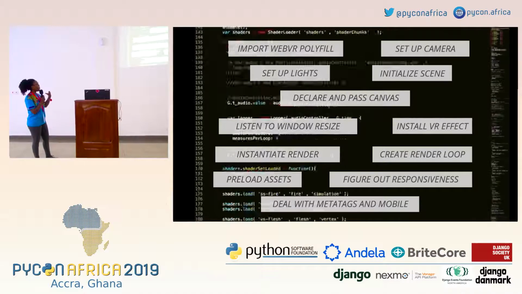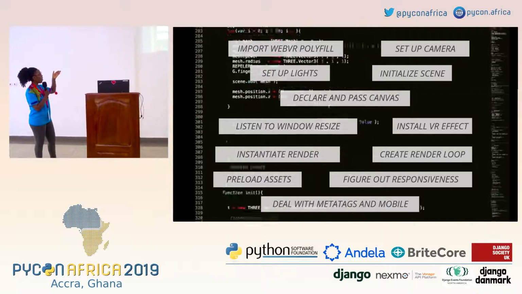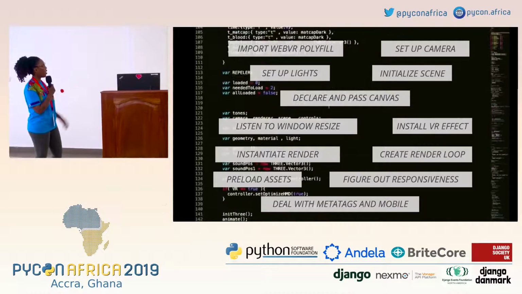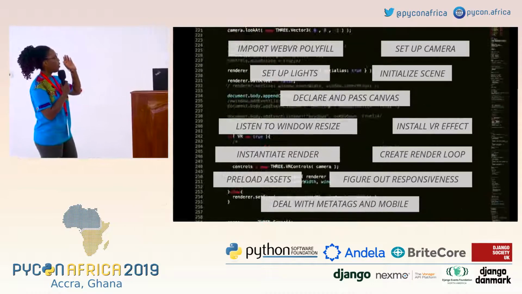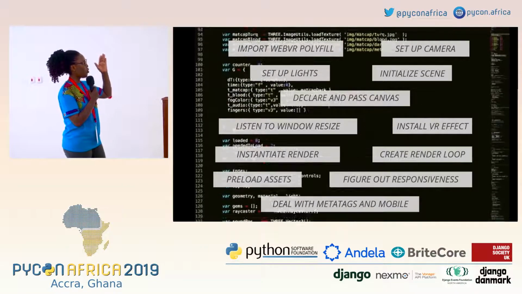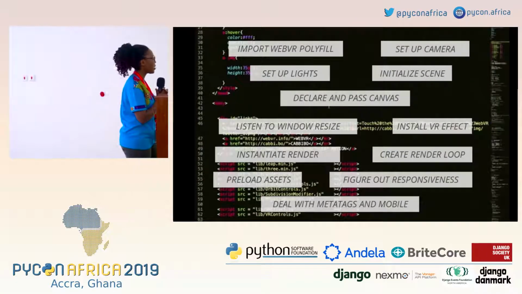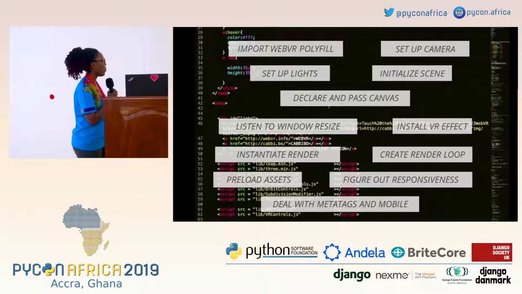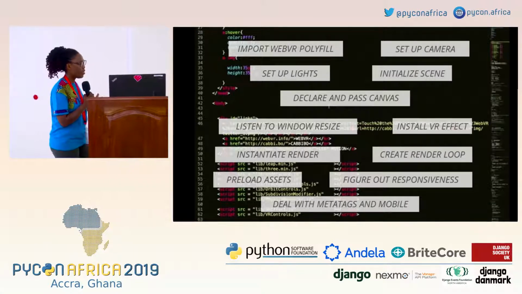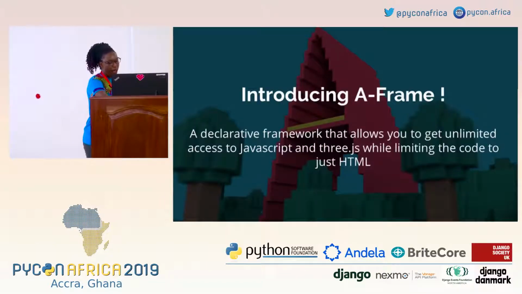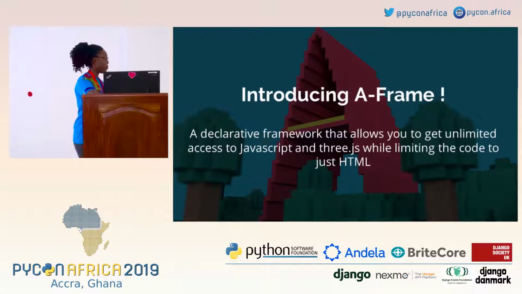When learning WebVR, it was hard because you have to import a lot of attributes. Like you have to import the WebVR polyfill, you have to have your camera, you have to have lights, you have to import a lot of things, which was quite hard for the community and to engage people who want to learn. So the Mozilla community introduced A-Frame.